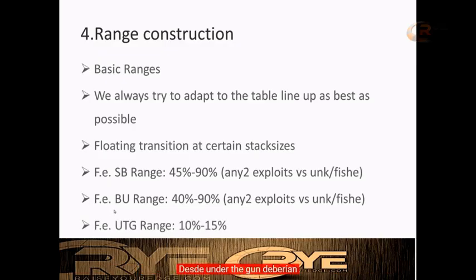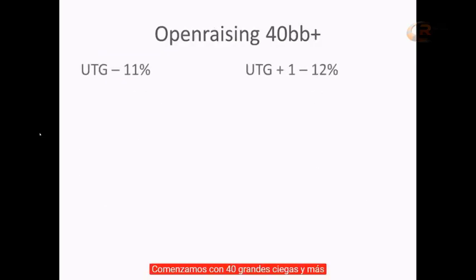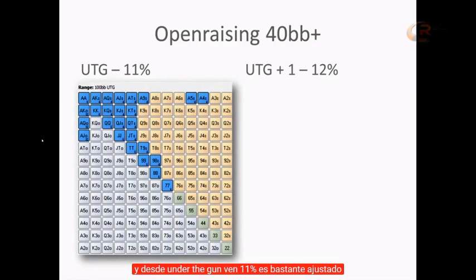From under the gun, you should definitely open raise somewhere between 10 and 15%. We start with 40 big blinds and deeper. And from under the gun, you see 11%, it's pretty tight. You should never go tighter than that unless we have some ICM considerations at the final table. But if you have more than 40 big blinds on the final table, you're one of the big stacks and you should open raise looser anyway.